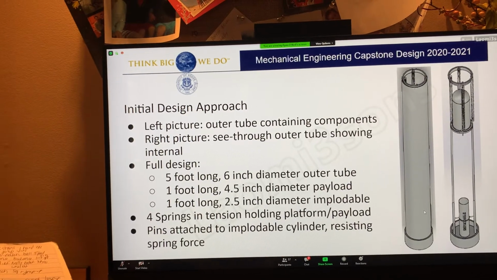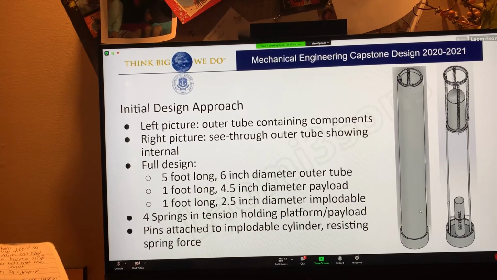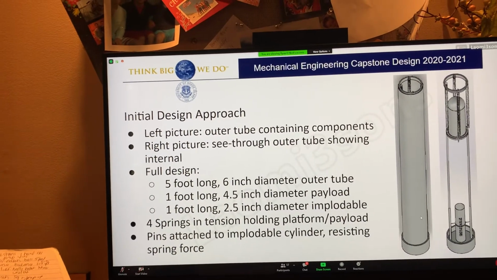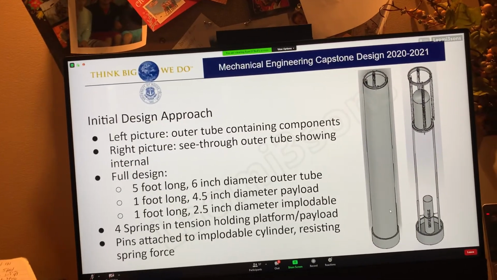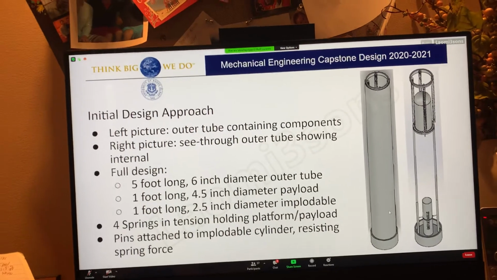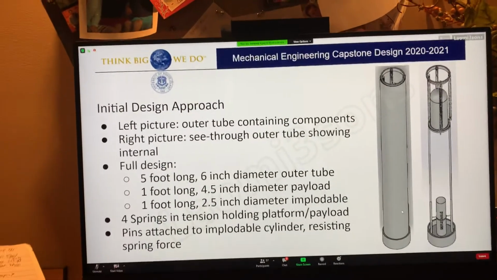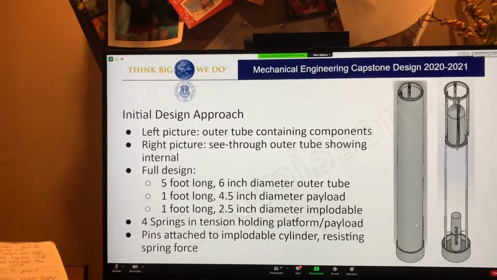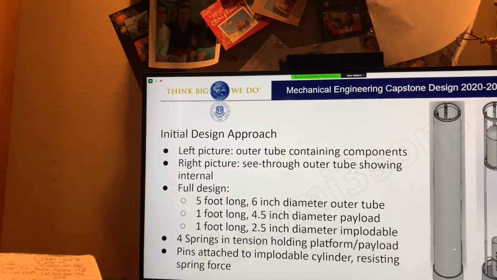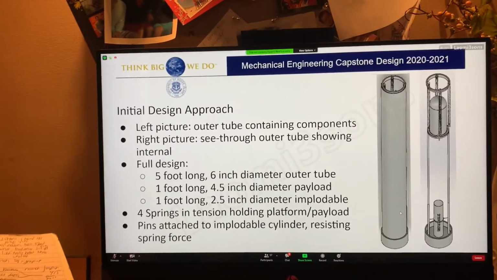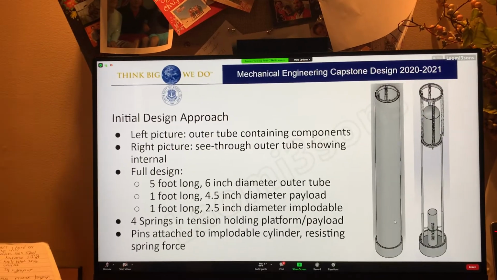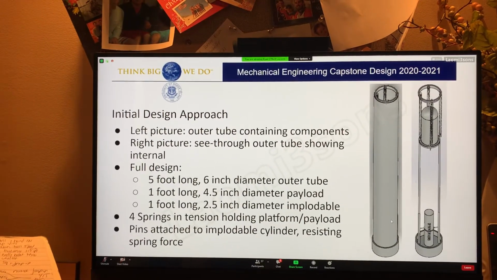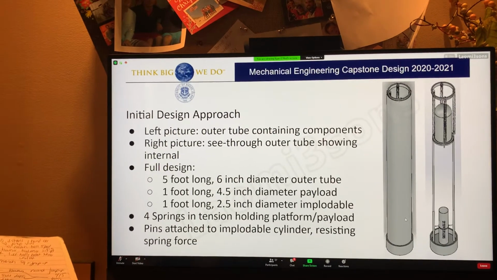So our initial design features a 5-foot-long, 6-inch diameter outer tube made of PVC. It houses and expels a neutrally buoyant payload that is 1 foot long and has a 4.5-inch diameter. The payload features two caps that were 3D printed and is filled with material to equal out the mass related to the volume of water that it displaces, which would make it neutrally buoyant in water.